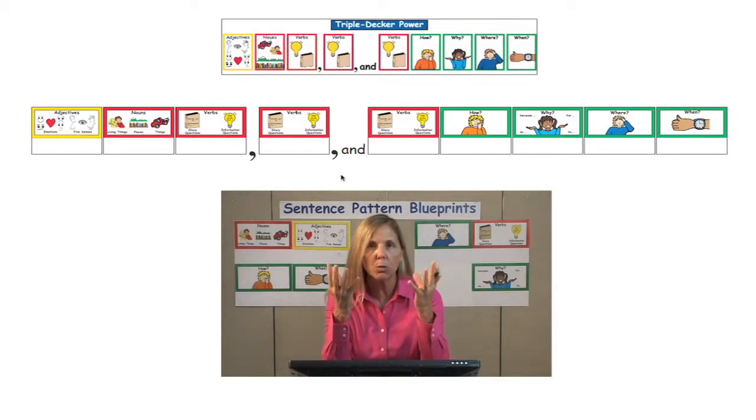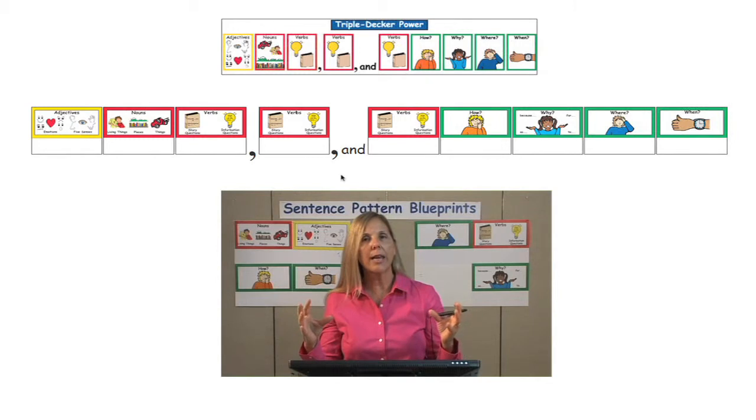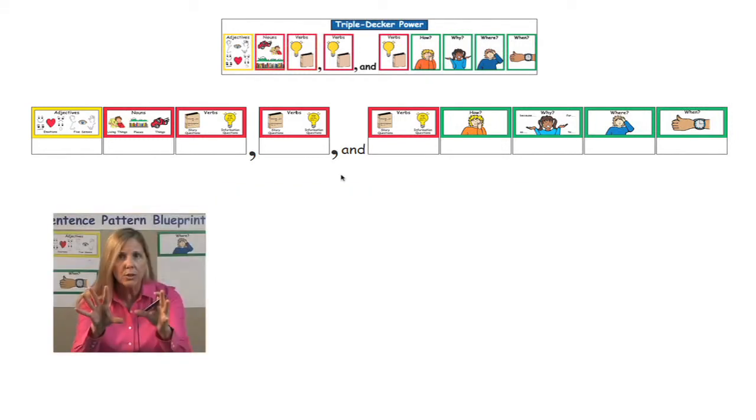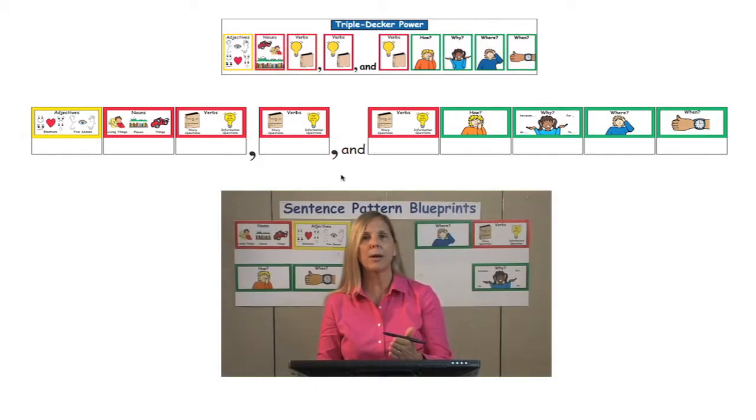What are we going to write about? We've been studying in science all about butterflies and how they get their food, drinking nectar from a flower. So let's write about the butterfly. That's going to be informative, explanatory writing at the sentence level.